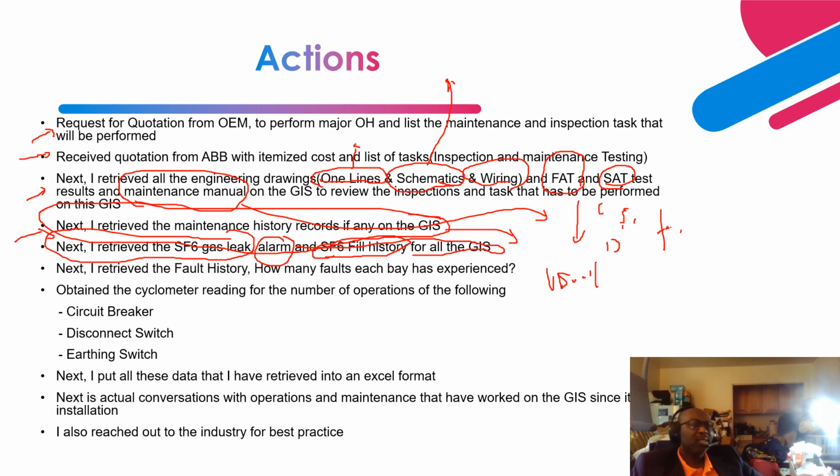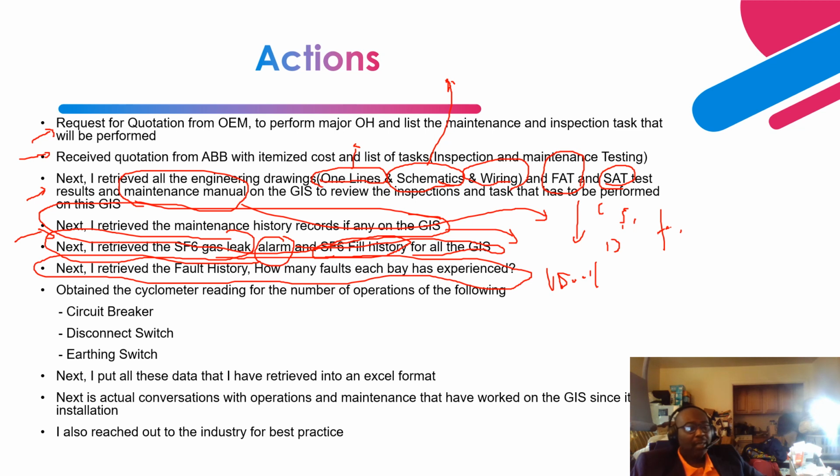Next is the fault history. Remember I made mention that as part of the cyclometer operation of the breaker, you also have to take a look at how many faults the circuit breaker has seen, or how many closing faults have impinged on the circuit breaker. Because that itself decides whether you need to perform a major overhaul or minor overhaul. So I had to obtain the fault history from the protection relay unit, and add it as part of my Excel sheet.